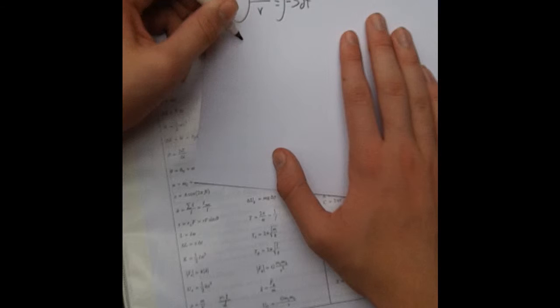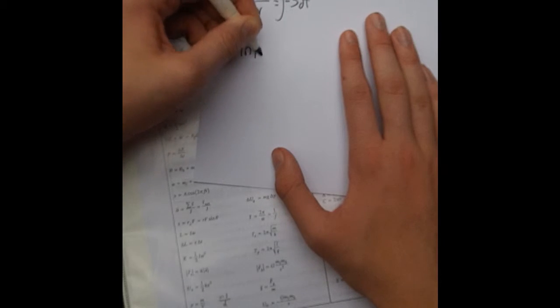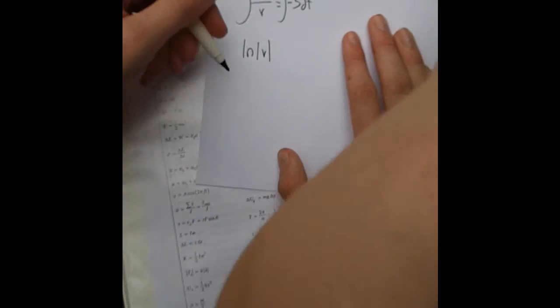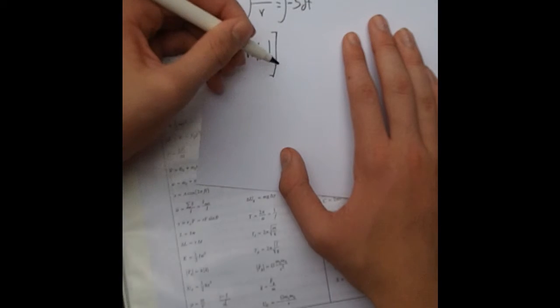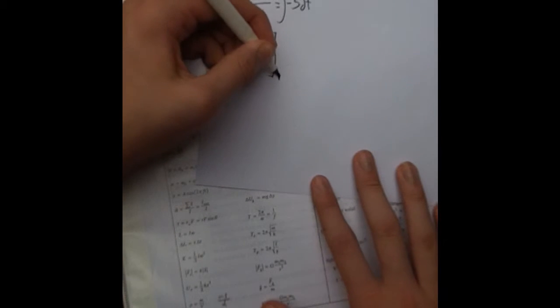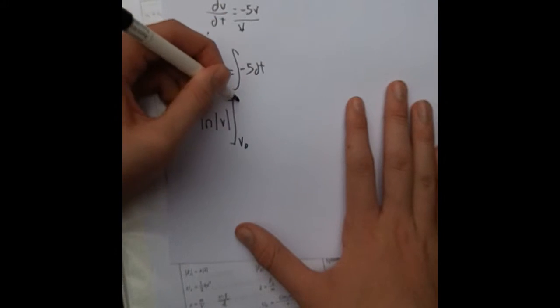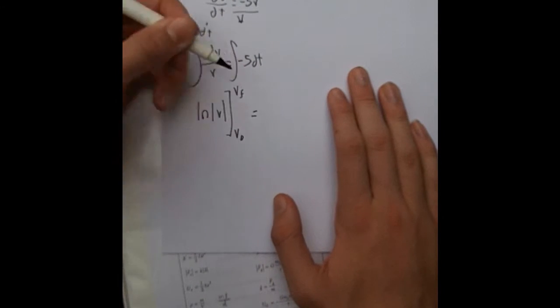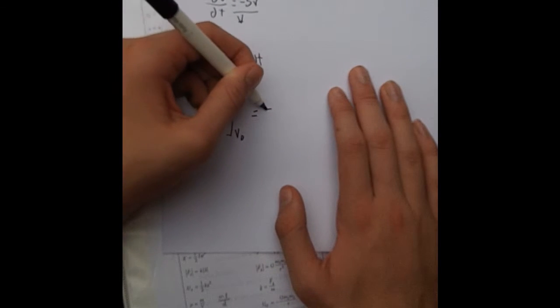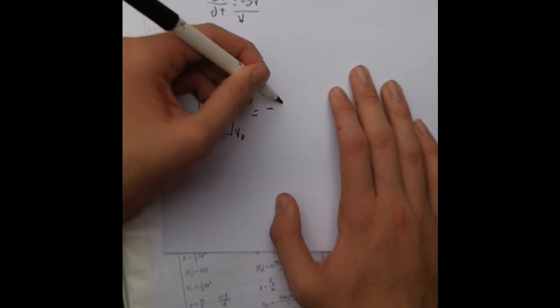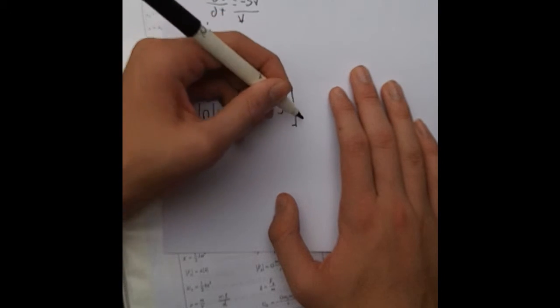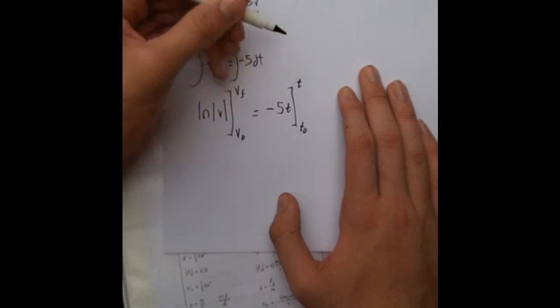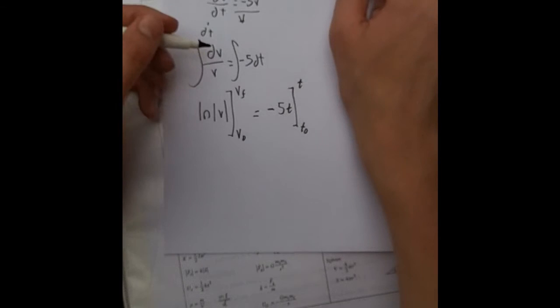We have ln of v, that's absolute value, on the interval from velocity initial to velocity final. Right, cool. So then that is equal to negative 5t on the interval of time initial to time final, or whatever time you're trying to go for.